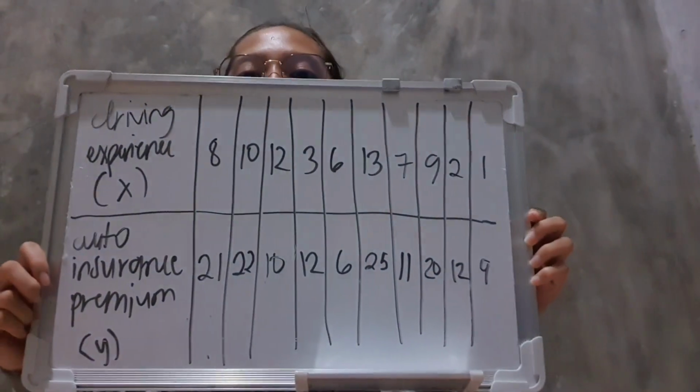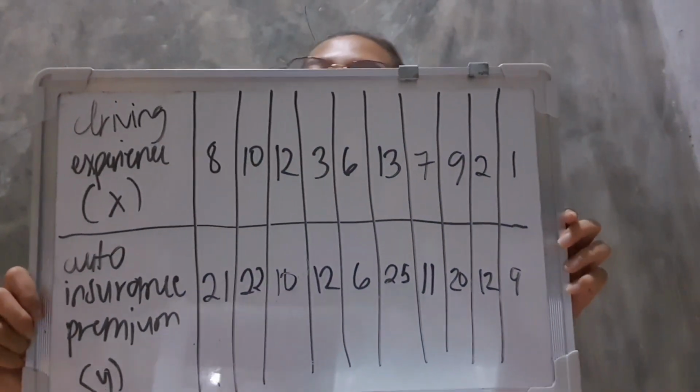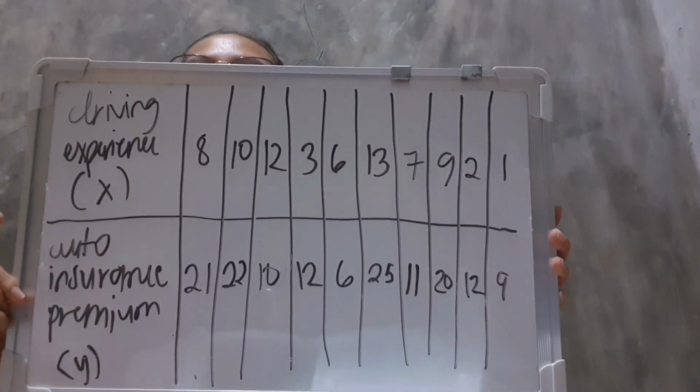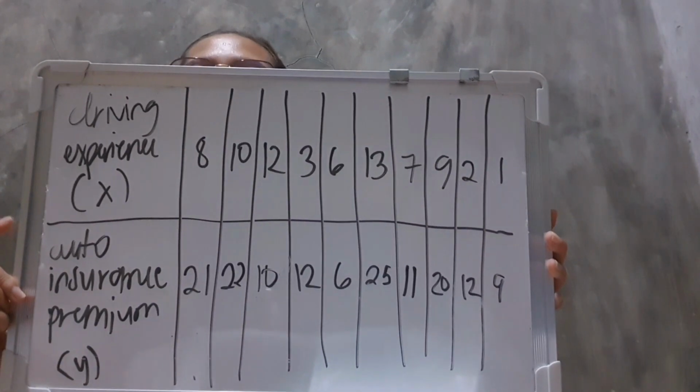So we have a random sample of 10 drivers insured with a company. We collected data on their driving experience in years and monthly auto insurance premium. Here is the table. The driving experience in years is the X value, and the monthly auto insurance premium is the Y value.